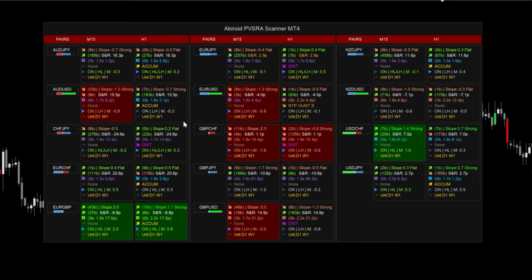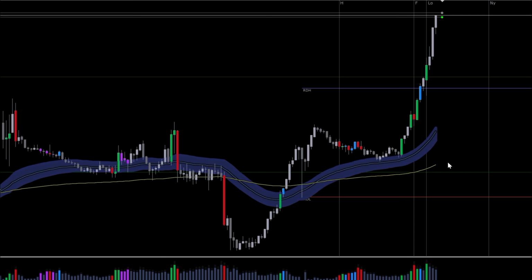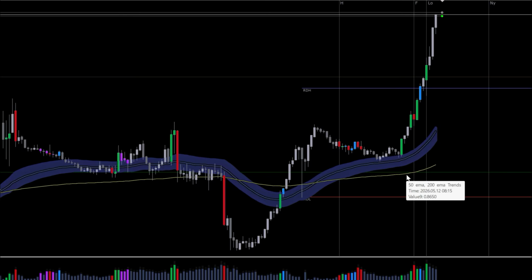So let's just open up one chart. Like right here, I see that the slope is 3. So in PVSRA, the most important thing is this 50 EMA. It's called the Dragon. And this EMA is the EMA 200. Now, for all signals, if 50 is above 200, then those are bullish signals. And if 50 goes below this 200, then those will give you bearish signals.